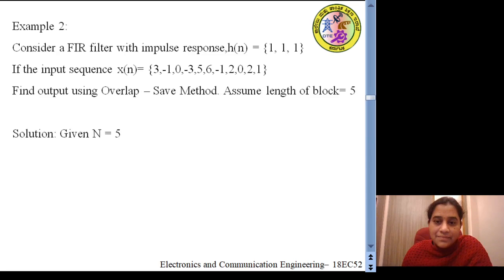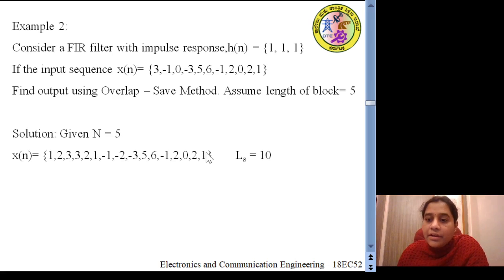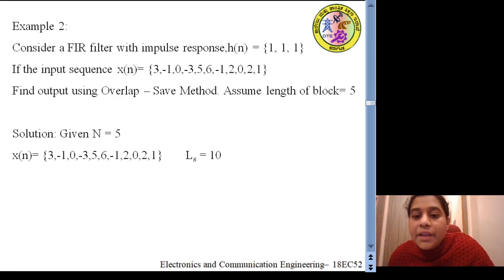So here, the given value of N, that is length of block, is 5. The input samples they have given are x of n is equal to 3, minus 1, 0, minus 3, 5, 6, minus 1, 2, 0, 2, and 1. So total there are 10 samples here. So Ls we will be considering as 10.